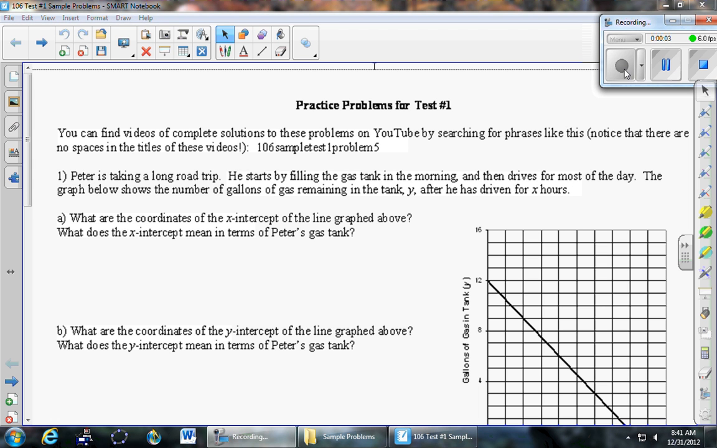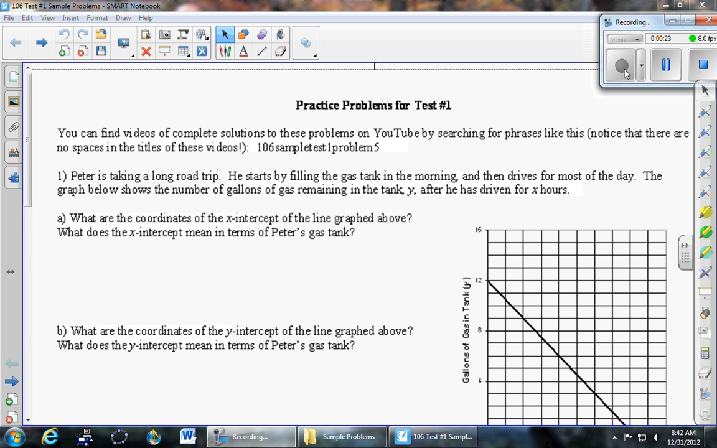This is problem number 1 on the practice problems for test number 1. Peter is taking a long road trip. He starts by filling the gas tank in the morning and then drives for most of the day. The graph below shows the number of gallons of gas remaining in the tank, Y, after he has driven for X hours. Part A: What are the coordinates of the x-intercept of the line graphed?